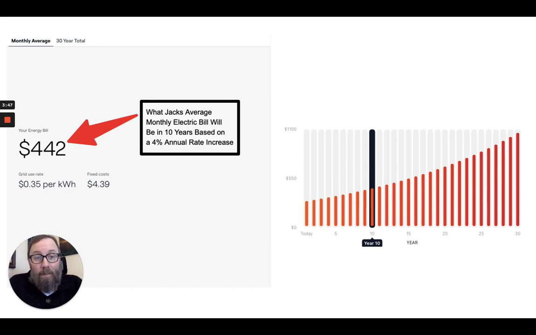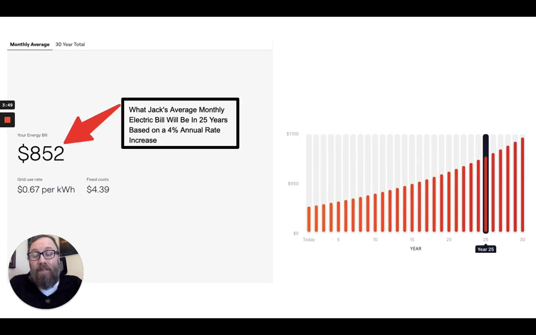But then look what happens by year 25. Jack's paying $852. This is just inflation, right? Inflation over the next 25 years. Conservative estimates of inflation, by the way. He's paying $852 per month on average. Again, there may be months where he's paying over $1,000 in the summer months, right? Or 67 cents per kilowatt hour.